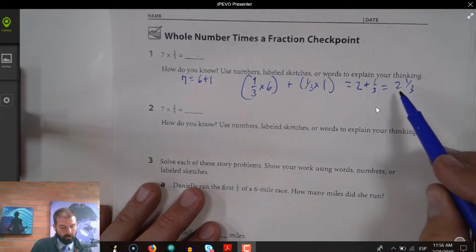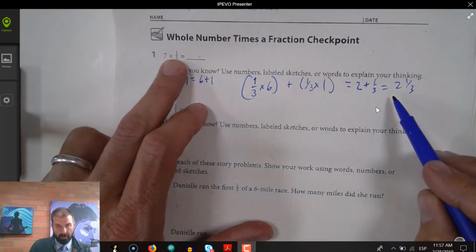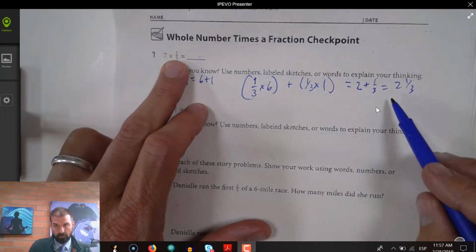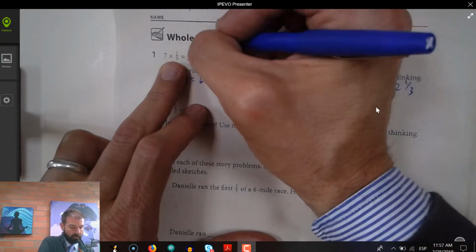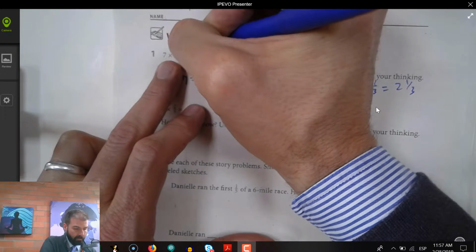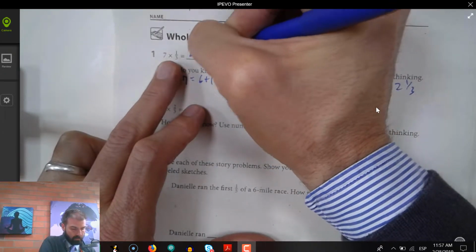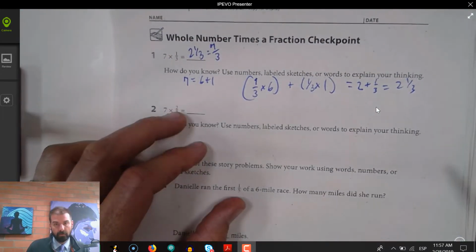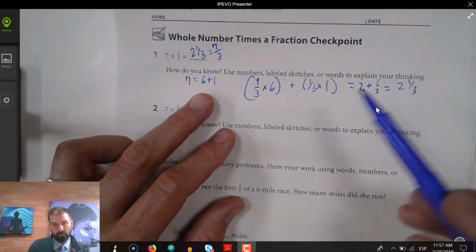Another way we could do it would be if you added this 7 times, then you would have 7/3. So 7/3 and 2 and 1/3, those would both be acceptable. To get full credit, you need to have explained your answer.